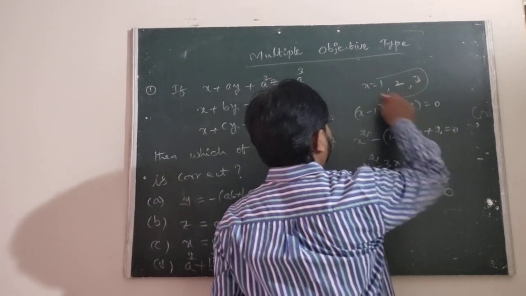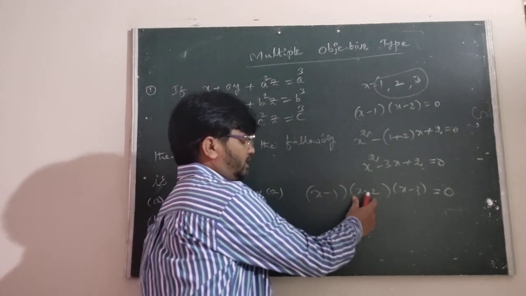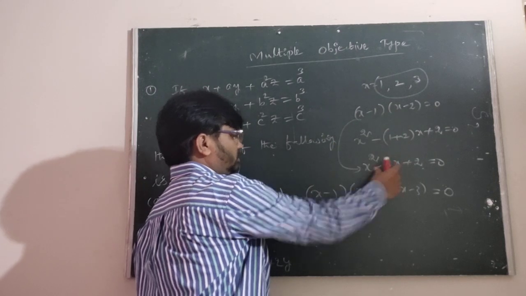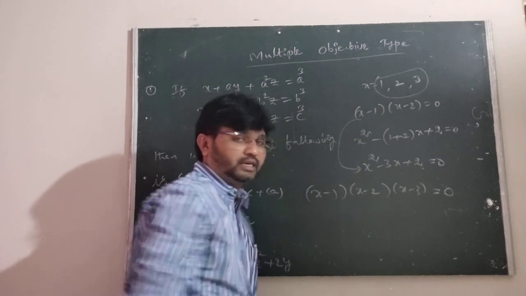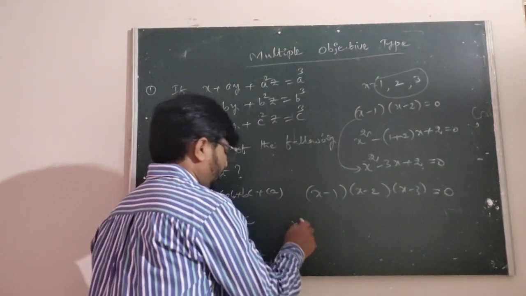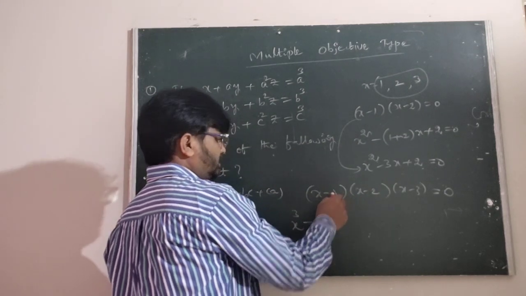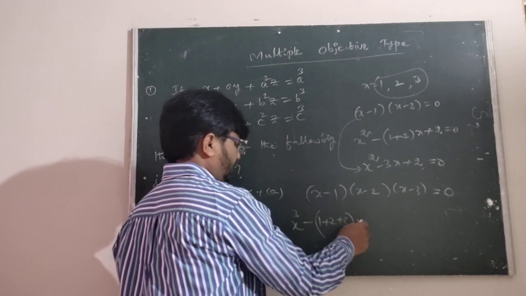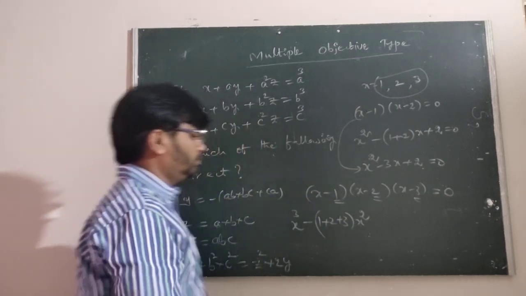Suppose we are taking the roots 1, 2, 3, that is x minus 1 into x minus 2 into x minus 3. We know x minus 1 into x minus 2 is this one. After we multiply with x minus 3, we get the cubic equation. Another method is x into x is x cube, minus of 1 plus 2 plus 3 into x square. This is the sum of all roots.